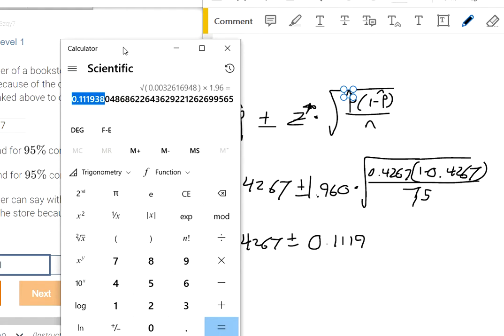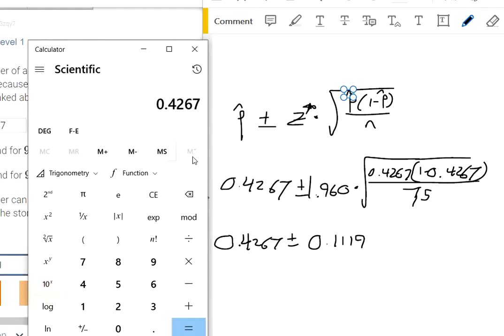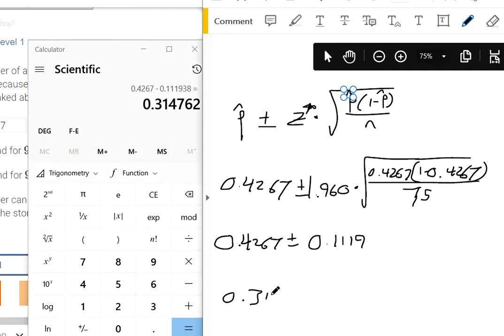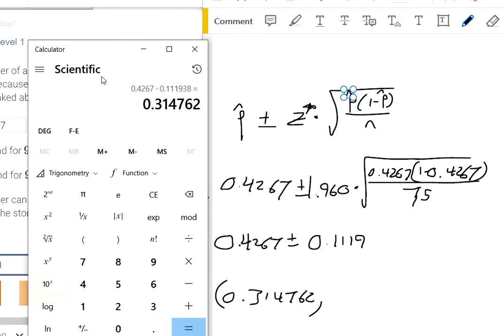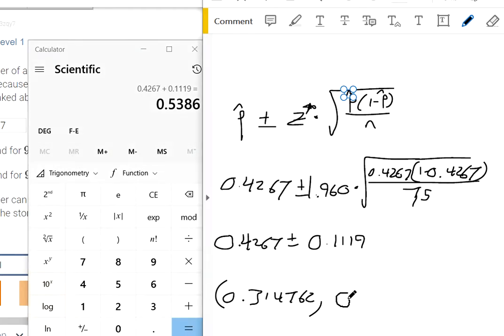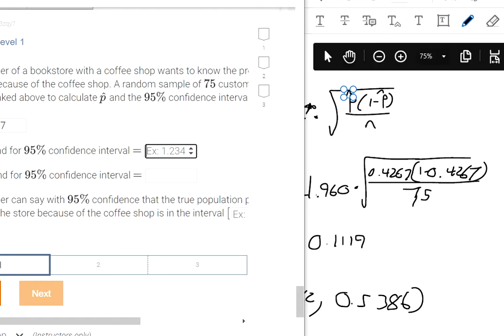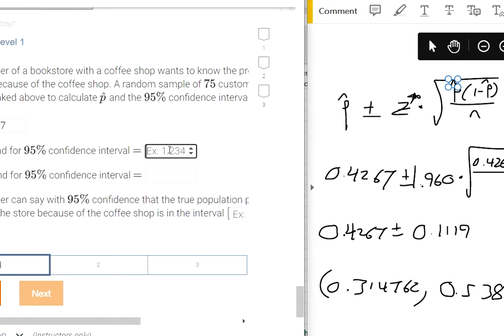We need to do 0.4267 minus our margin of error, so 0.314762, and then do 0.4267 plus our margin of error. That gets you your lower and upper bound. Okay, so I think that's what they're looking for here. I think there's one other question.